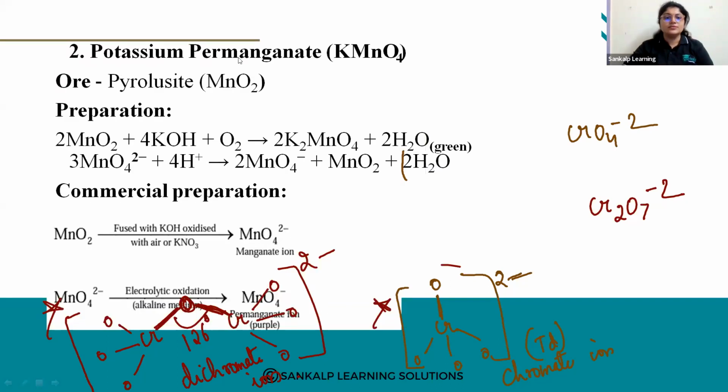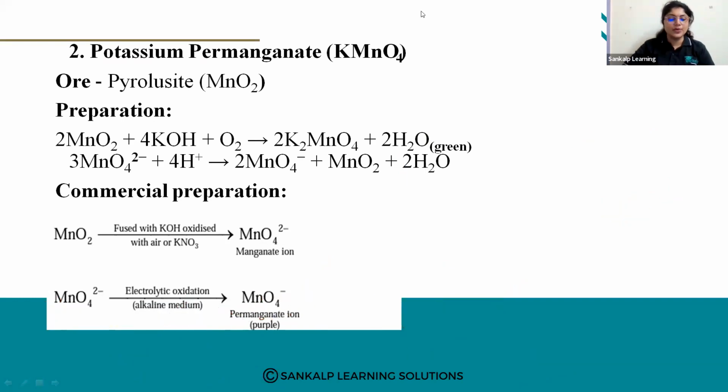The next compound which we are going to study is potassium permanganate. Potassium permanganate is prepared by fusion of MnO2. MnO2 is pyrolusite, so we are going to take the ore pyrolusite, which is MnO2. It is prepared by fusion of MnO2 with KOH, potassium hydroxide, or you can take NaOH.